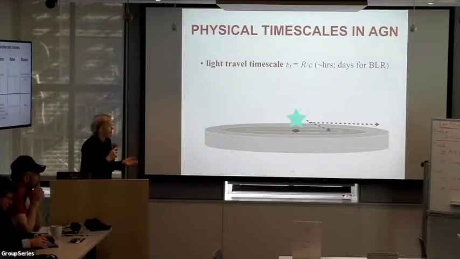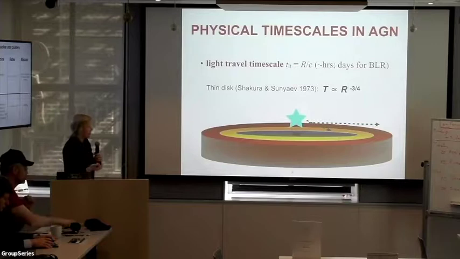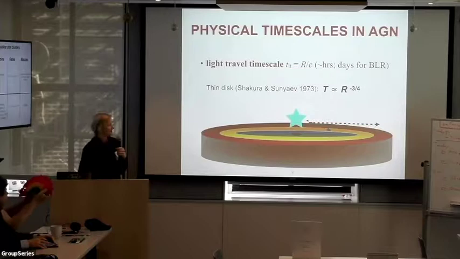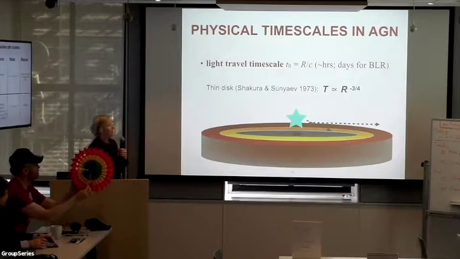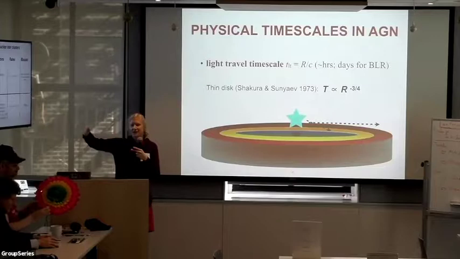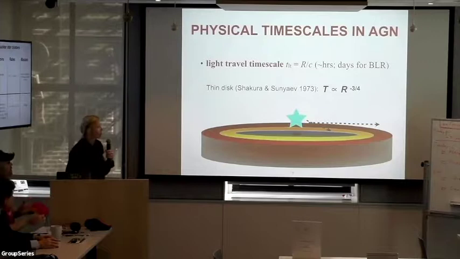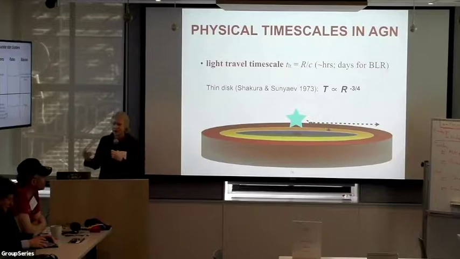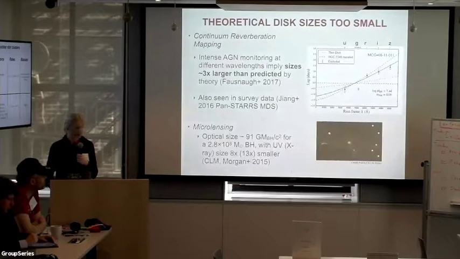We know from thin disk theory that there's a temperature gradient. Assuming this temperature profile and that the inner, hotter regions of the disk irradiate out onto the cooler, more distant annuli, you can constrain the relative sizes of these annuli by measuring time lags between the different bands, if you monitor the source in different bands. So this is continuum reverberation mapping.